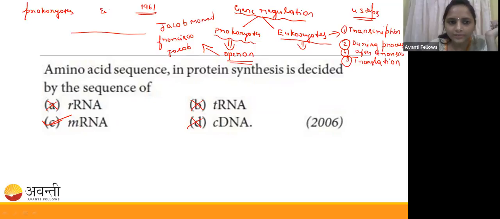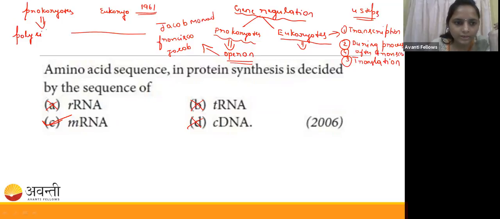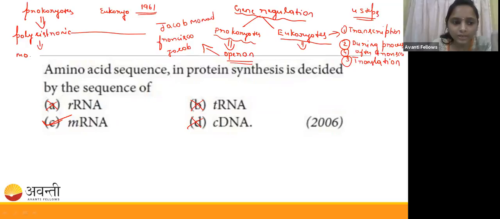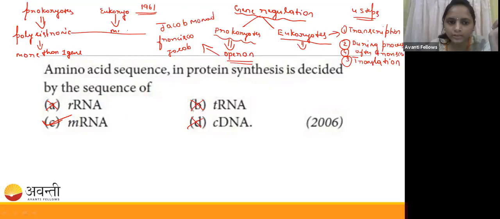We know that in the prokaryotes, we can see polycistronic mRNA, right? Polycistronic. Guys, what does polycistronic mean? This mRNA consists of more than one gene that codes for the proteins, okay. So it consists of the genes which are required for coding two or more proteins, okay.